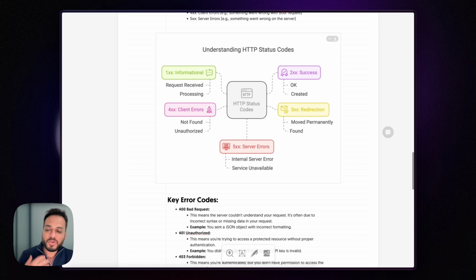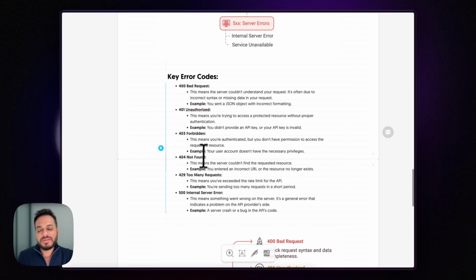when you start doing things, because usually these are the error codes that you will get 90% of the time. So you will get 400, which is a bad request, which means the server couldn't understand your request. It's often due to incorrect syntax or missing data. Like you might have missed a comma, or have not followed the documentation to the T, right? 401 is unauthorized, because you are trying to access some protected resource, which requires a username and password, or an API key which you have not entered.